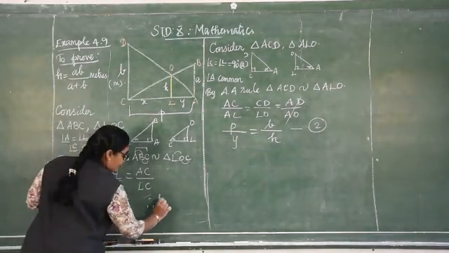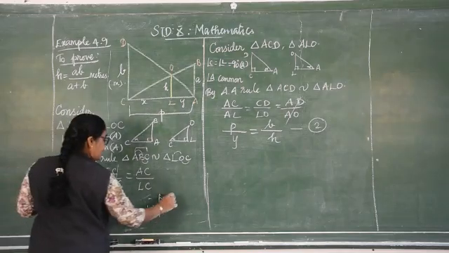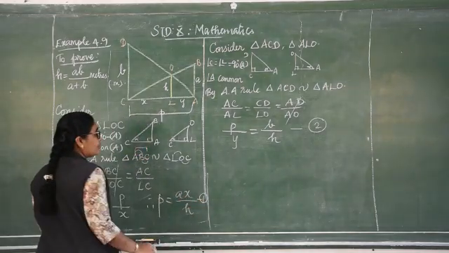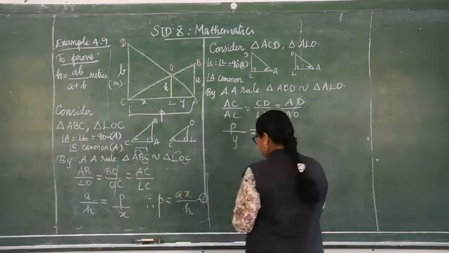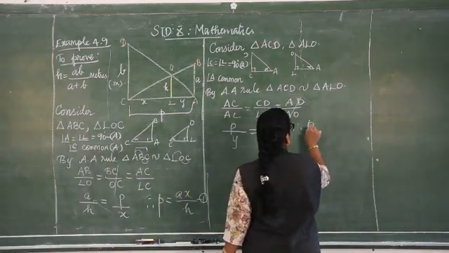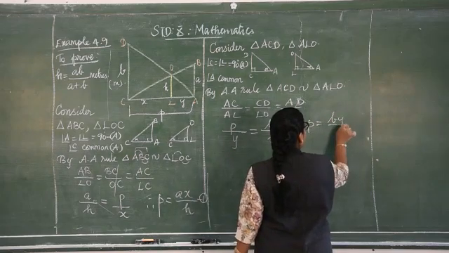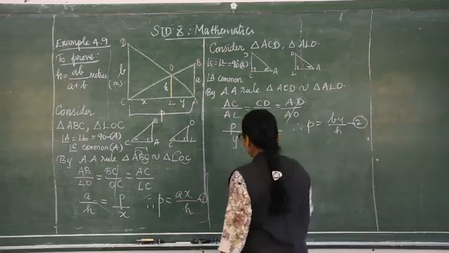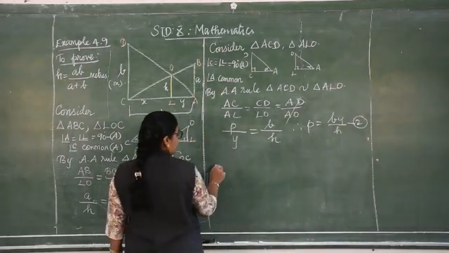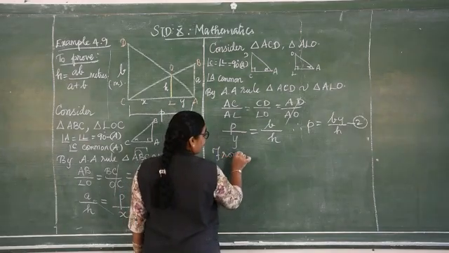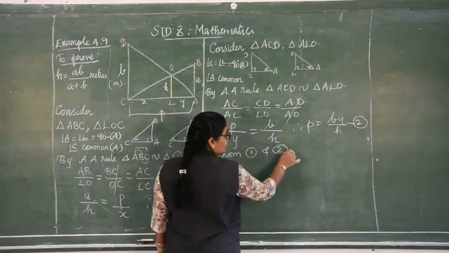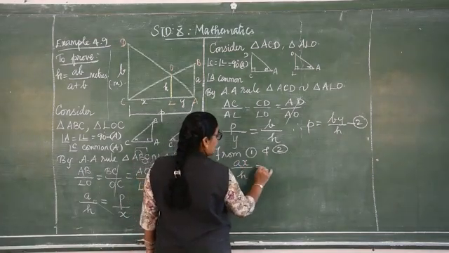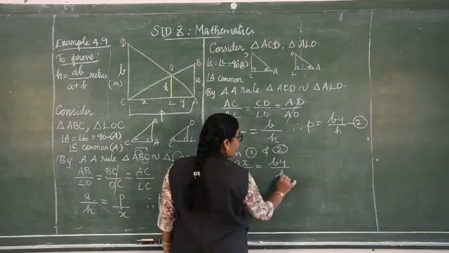So therefore P is equal to, cross multiply, AX by H. This is your first value. And here, therefore P is equal to BY by H. This is your second part. Both are P, so let us equate the right hand side. So from 1 and 2 we can write AX by H is equal to BY by H.